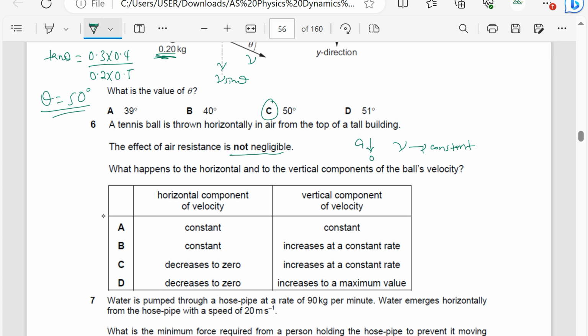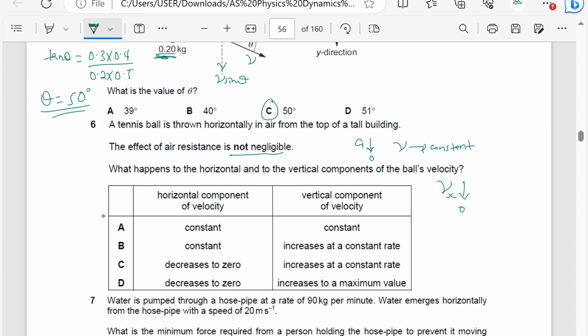A tennis ball is thrown horizontally in air. So it means the horizontal component of the velocity must decrease. If it is thrown in air, since there is no other force acting on the body when it is moving in the horizontal, the air resistance is the only force which is acting, and it acts in the opposite direction. So the horizontal velocity decreases to 0. So v in the x decreases to 0.